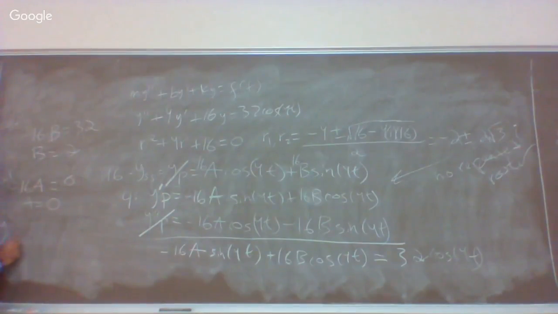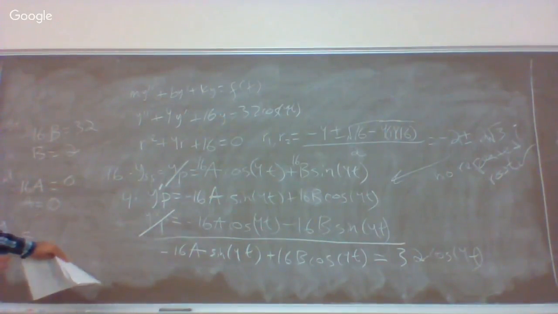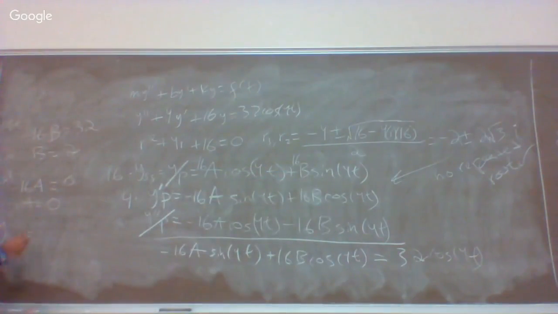So my y steady state is just the cosine. A is equal to 0. The B value goes right there. So I have 2 sine of 4t. Make sure you equate them correctly.